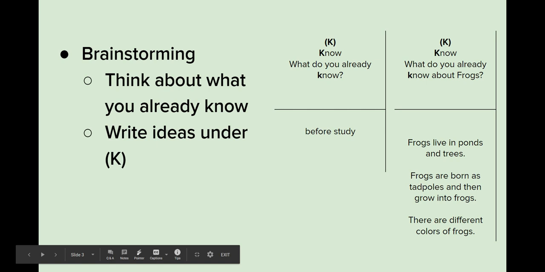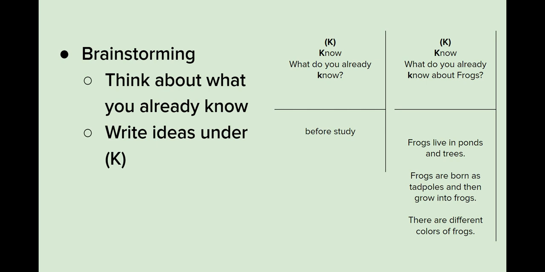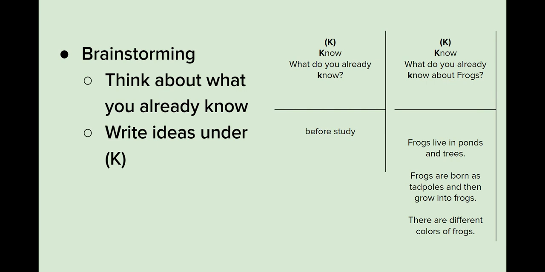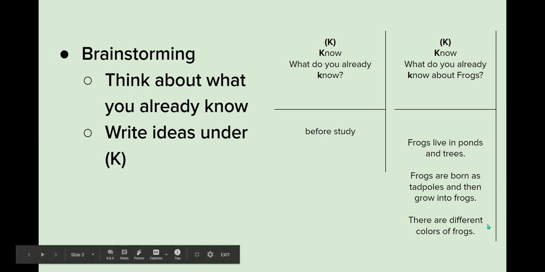The first stage, what do you already know? This is a brainstorming stage. So before you start reading, you need to think about what you already know. And then what you already know, you just write your ideas under K. For example, if the topic is about frogs, what do you already know about frogs? And here are some ideas. Frogs live in ponds and trees. Frogs are born as tadpoles and then grow into frogs. And there are some different colors of frogs.